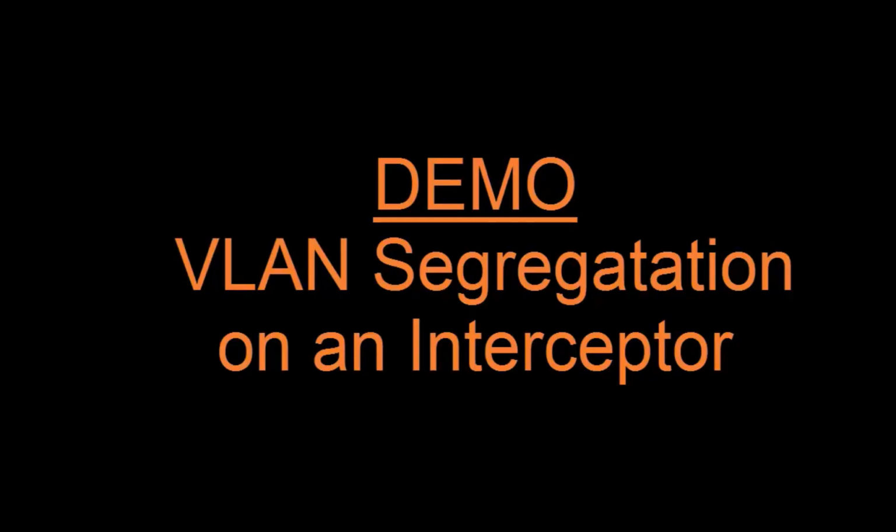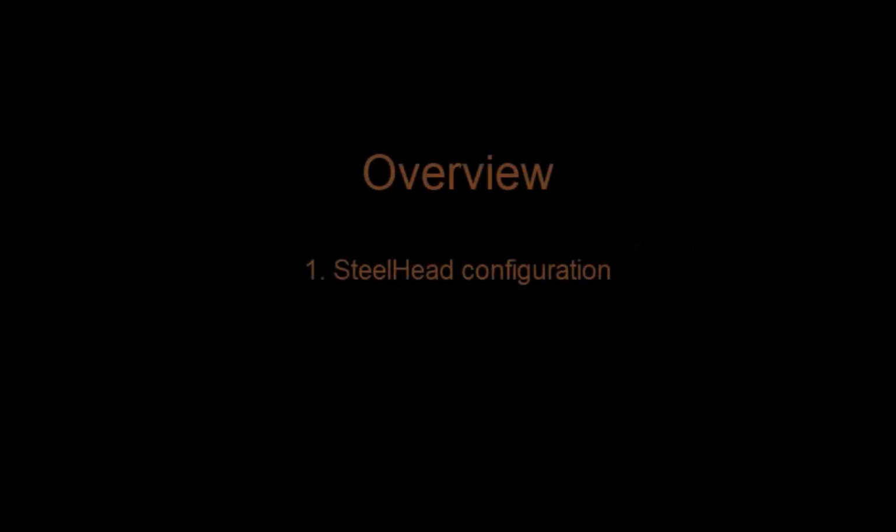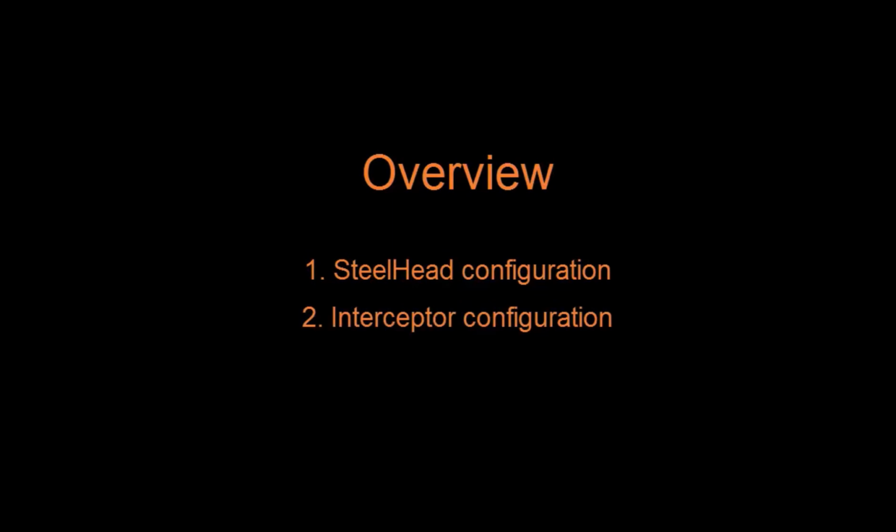Hello. In this demo, I will demonstrate how to configure an interceptor in VLAN segregation mode, as well as prove that traffic from two test clients on their own individual VLANs are kept isolated on the path to their respective servers. We will review the steelhead configuration, see how interceptor instances and sub-interfaces are created, and how to verify that VLAN tags are truly preserved as they traverse the interceptor.